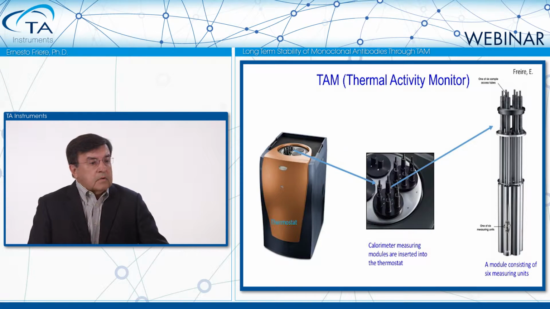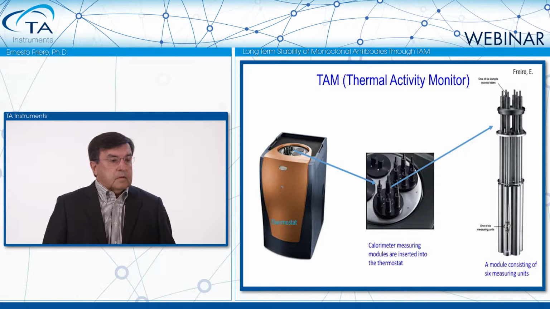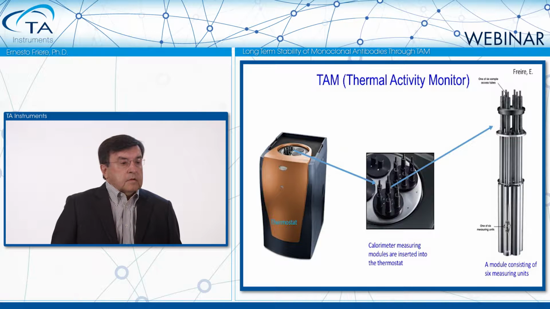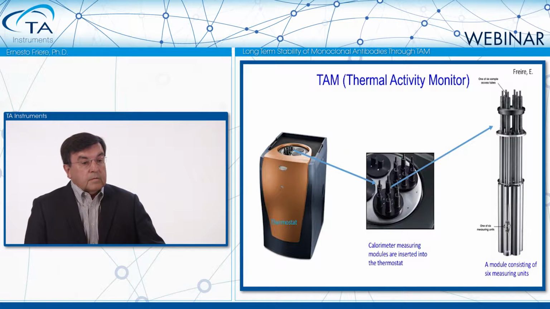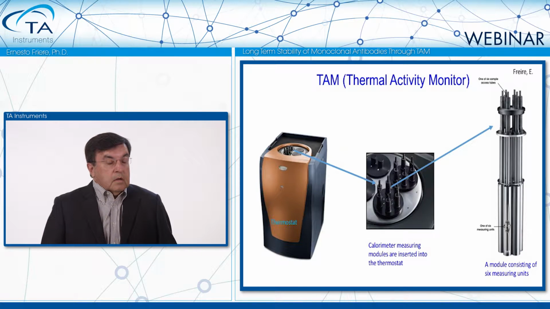The TAM consists of a big thermostat, and inside that thermostat that keeps the temperature constant, the calorimeter measuring modules are inserted. As you can see in the figure, these are 6 cell calorimeter modules, and those contain the measuring units and the calorimeter itself.